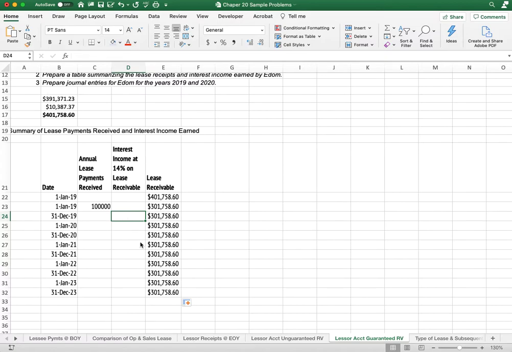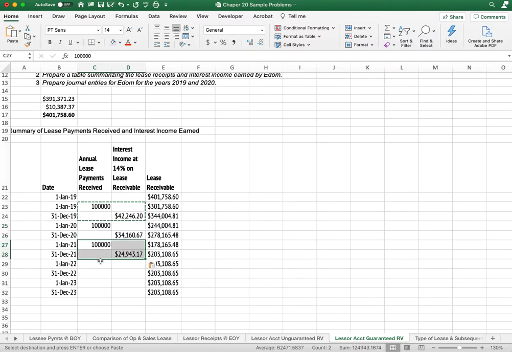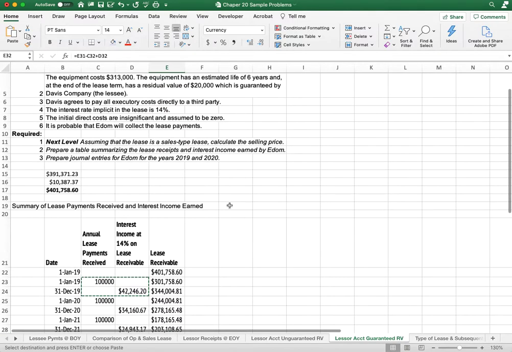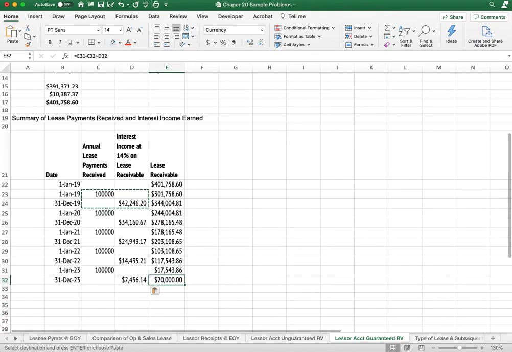So for December 31st, we'll have interest income of the previous balance times 14%. And then I think we can just copy these down. You'll notice this time another difference being that our ending balance is the $20,000, which is the same as that guaranteed residual value of $20,000.